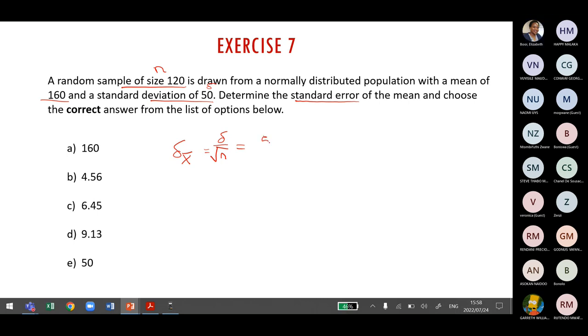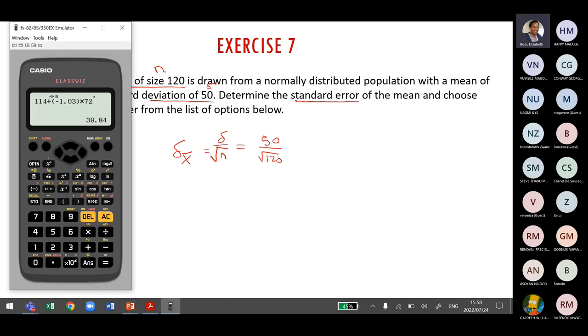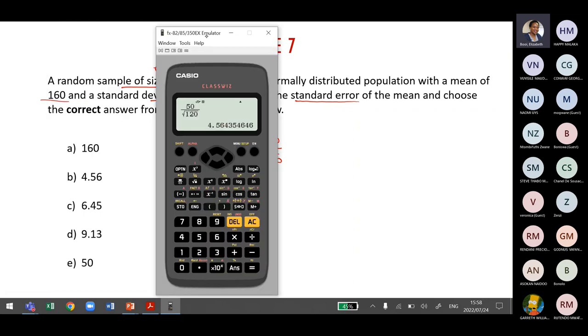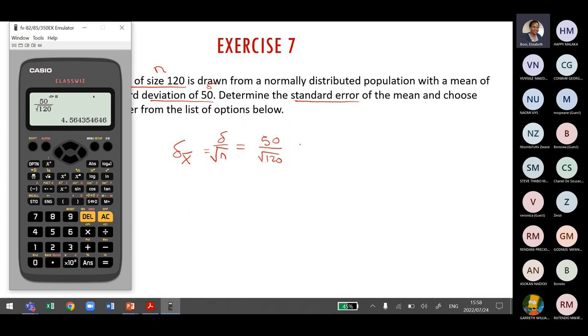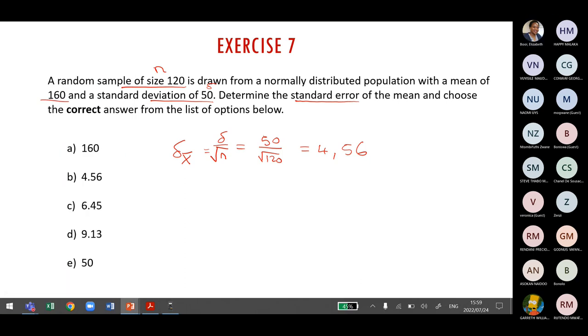The standard deviation is 50, the square root of n, and n is 120. So you just go to your calculator and say 50 divided by the square root of 120 equals 4.56. They left it at 2 decimals at least. So the answer will be 4.56. Or if you don't use a Casio and are using your normal calculator, you just say 50 divided by the square root of 120 and press equals, and it should give you the same answer, which is option B. Easy, right?